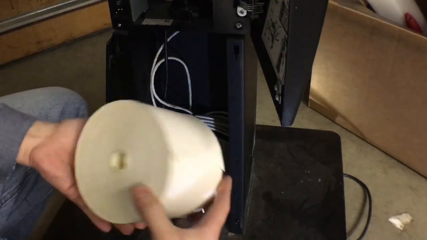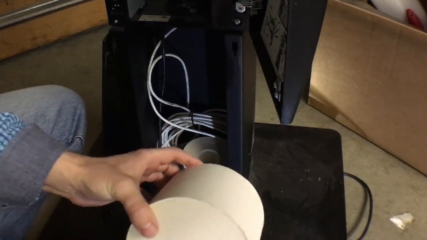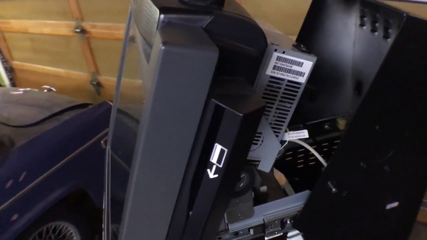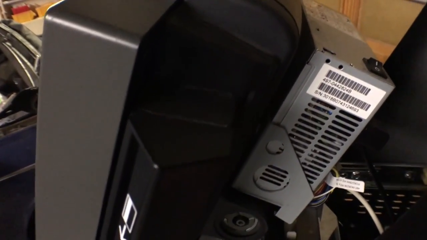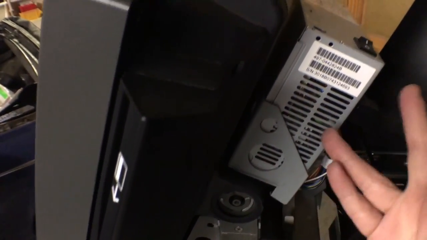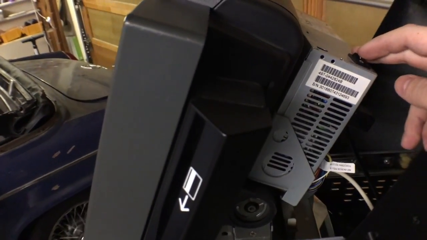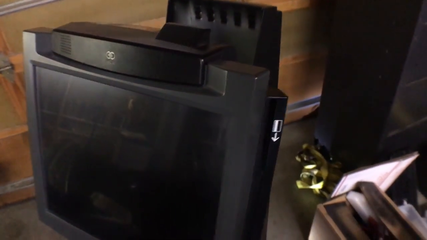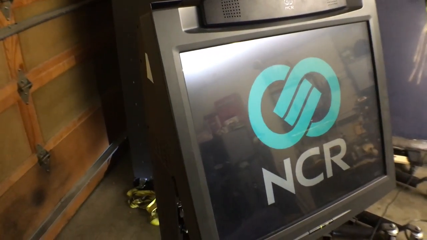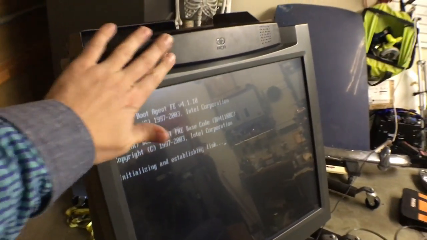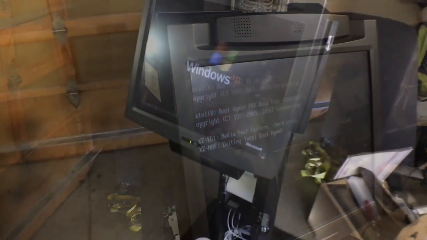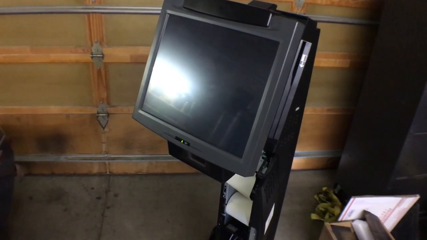Maybe a spool of paper. Score. I thought I was gonna have to source some of this. And, all right, so it's plugged in. No smoke came out of it, so unless there's some sort of switch that detects that it's in service mode, we should be able to boot it up. Let's take a look. There's speakers up top. Ooh, glorious Windows XP.